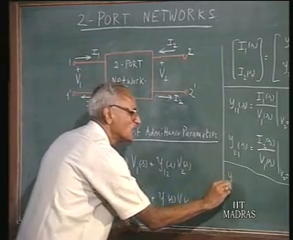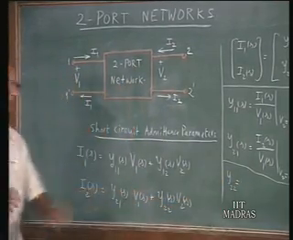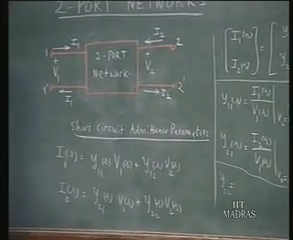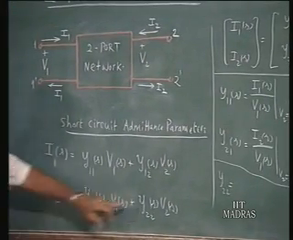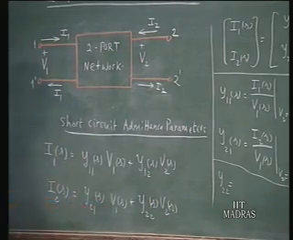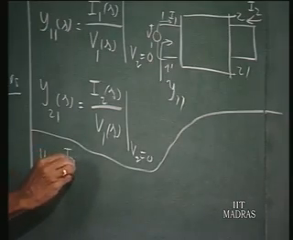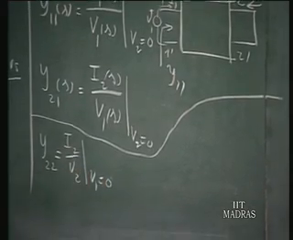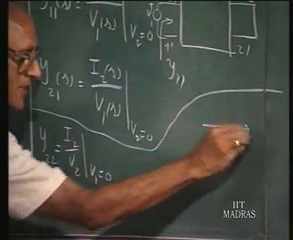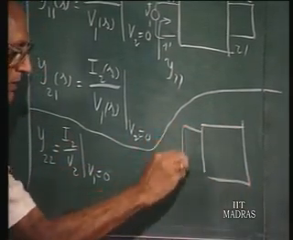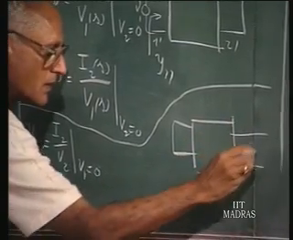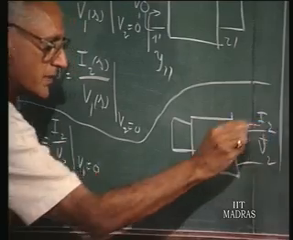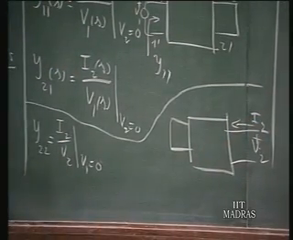So, y22. I will drop the functional notation s within brackets to simplify my writing. Y22 is I2 by V2 when V1 is 0. That means the experiment that you suggested is, in this 2-port network you short circuit this port and you apply a certain voltage V2 and measure I2, the ratio of these two is y22 of s.